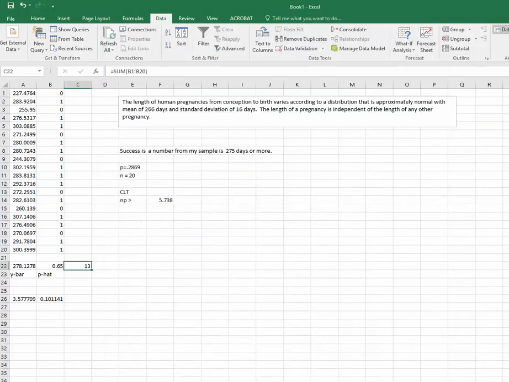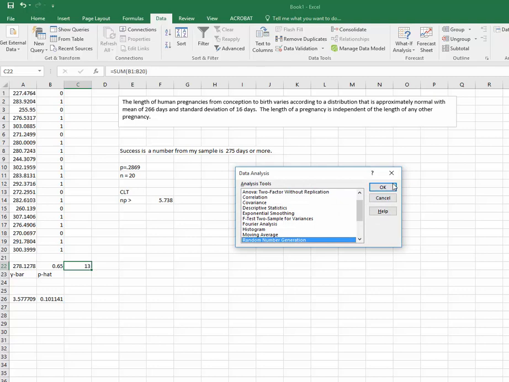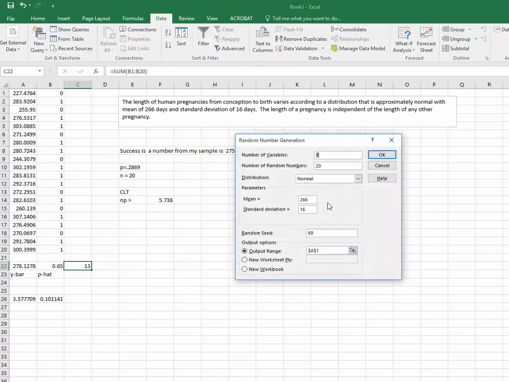Let's check on data analysis again and the random number generator. What did I enter? Mean, standard deviation, 20, normal, random seed. Wow, well, that ends our video because I'm going to buy myself a lottery ticket. This was a very, very unusual result, but I don't see anything wrong. It's just that I got lucky. Wow, I'll be back.